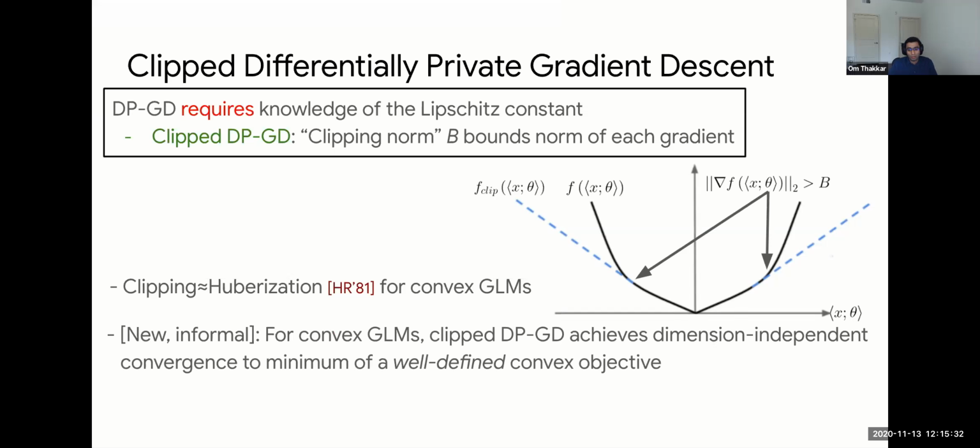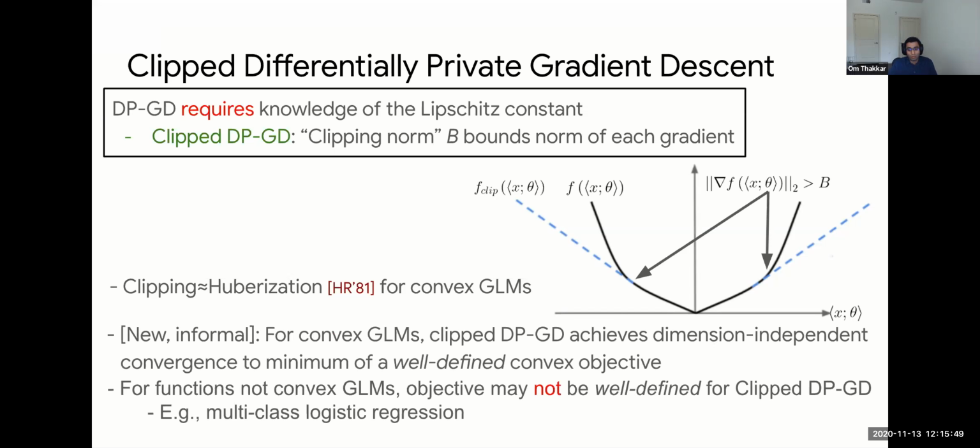The first result we show is that for convex GLMs, clipped DPGD obtains dimension independent convergence to the minimum of a well-defined objective function. That is to say, we can precisely quantify the objective function that the algorithm optimizes. Moreover, we show that for functions that are not convex GLMs, the objective which clipped DPGD optimizes over may not even be well defined. We show this via an example of multi-class logistic regression, details of which you can find in the paper.